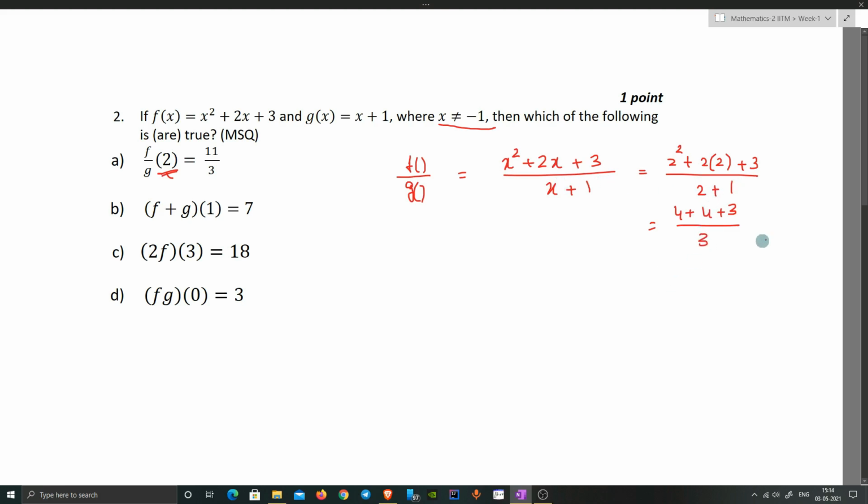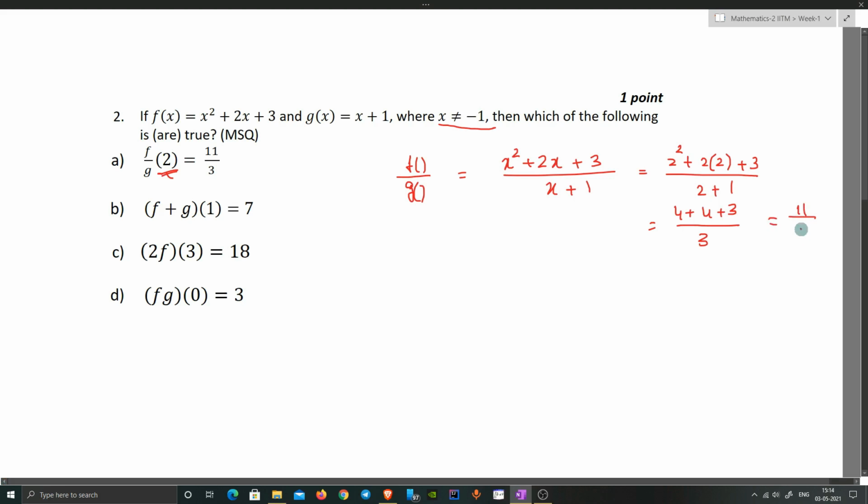So the answer is 11 by 3. So the first option is correct. So for the next one, they have asked us to find out f plus g, right? So f plus g is nothing but we simply have to add the two equations. So that is x square plus 2x plus 3 plus x plus 1. So this is nothing but x square plus 3x plus 4.